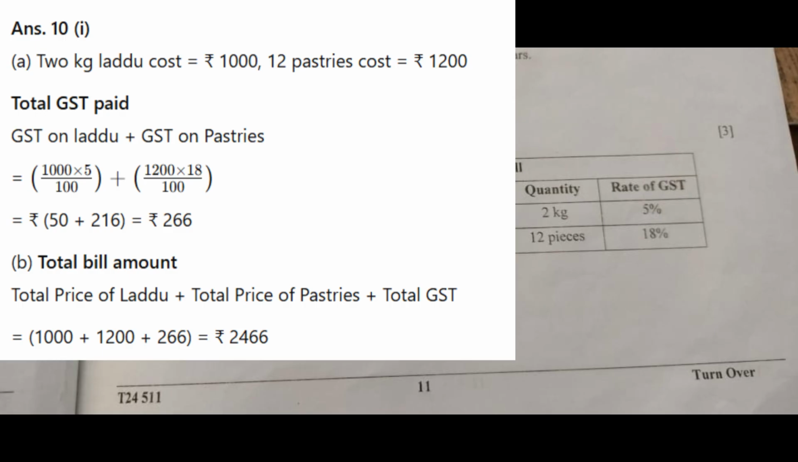Now, calculating the total bill, the cost of 2 kilograms at 500 per kg is 1000. The cost of 12 pieces at 100 per piece is 1200. Adding the GST of 266, the total bill amounts to 2466 rupees.